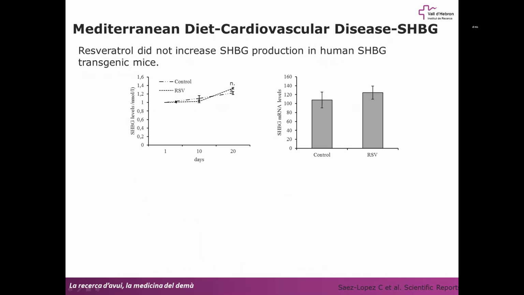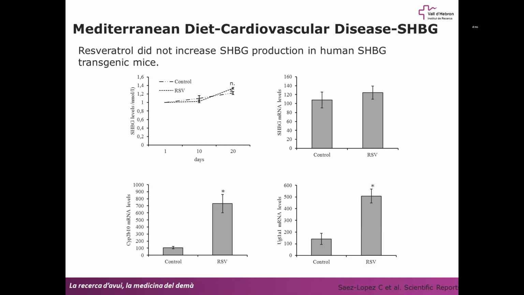the resveratrol didn't have any effect on the SHBG levels when compared with the controls, and the mRNA levels were also unchanged. So we went back to the literature and checked which genes in the liver respond to resveratrol, and we checked 2 different genes, CYP2B10 and UGT1A1, and we saw that in our mice the mRNA levels of these genes were increased. So the resveratrol was having an effect, but it didn't affect the SHBG gene.